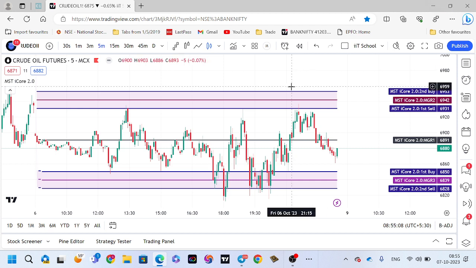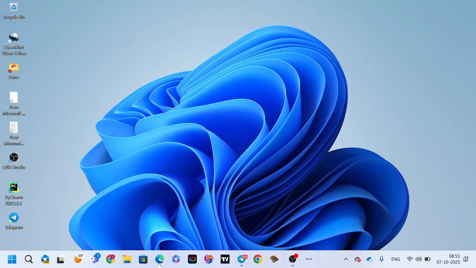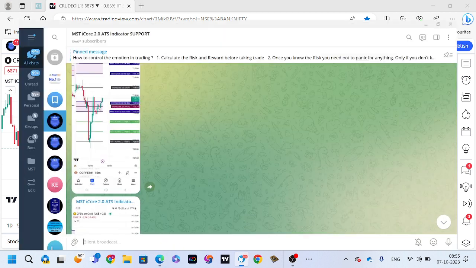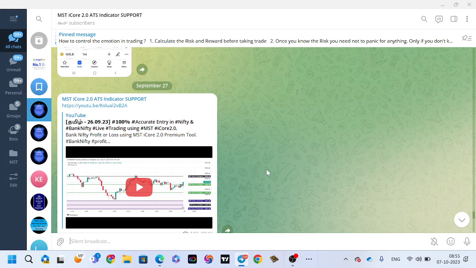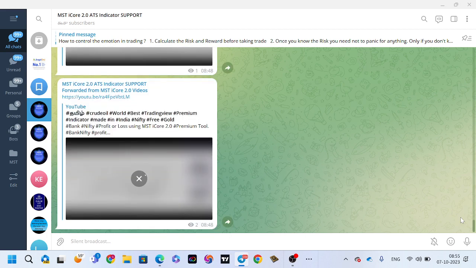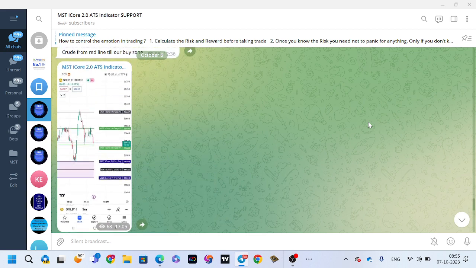So, yesterday in the premium Telegram group as well as in the free group, we had posted some stocks and we have also explained how to trade using those stocks. Let me show you how we selected those stocks and what the performance of the stocks was.